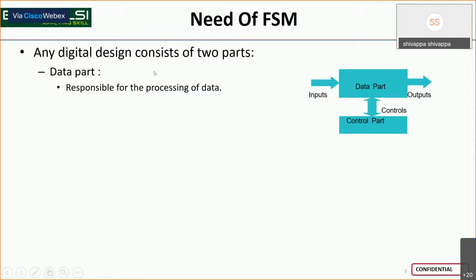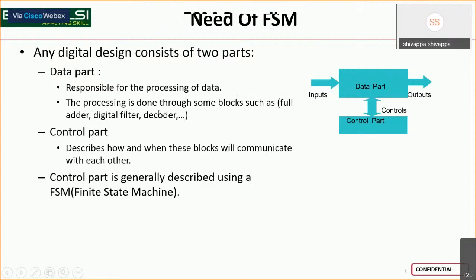In the design, there are two parts. Always there is a data part and a control part, right? The data part is the flow of data from inputs to outputs. The control part, based on certain conditions, passes controls to the data part, making those decisions. The control part is specifically implemented using FSM.